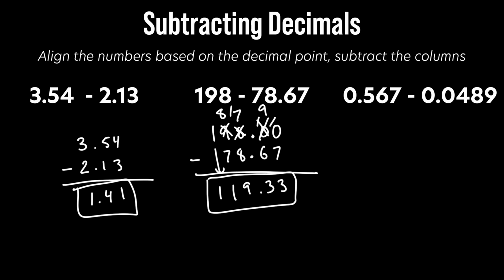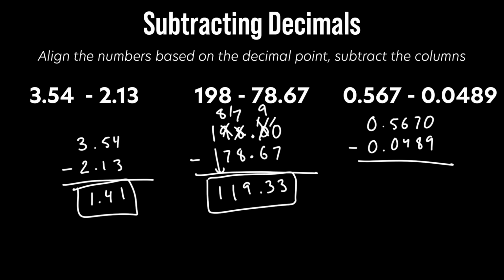Our final problem is 0.567 minus 0.0489. Line up the decimal points. And for the top number, we can add a 0. It doesn't change the value. It makes it easier to understand subtracting the columns from each other.